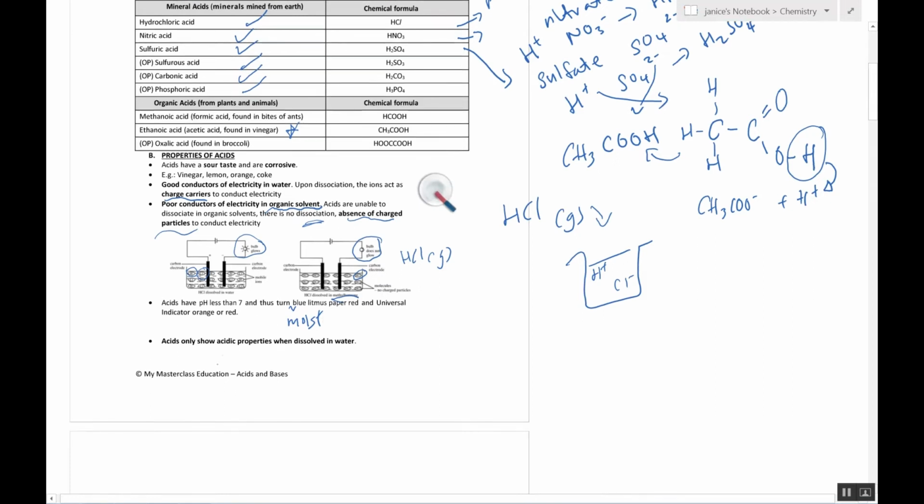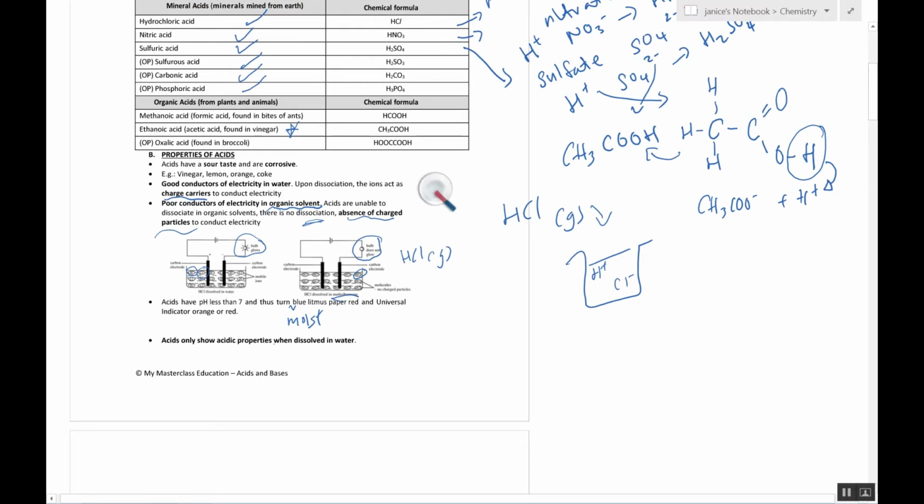Okay, acids, please remember this: acids will only show acidic properties when dissolved in water, meaning that when they dissolve in water, you can get the H+, and the H+ will give all these properties that we just talked about. If it's dry and doesn't dissolve, then there is no H+, it will not show signs of acidity, it will not be sour, it will not be corrosive, and it cannot conduct electricity.